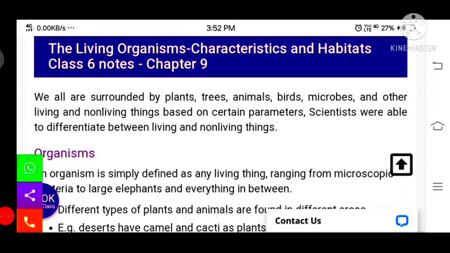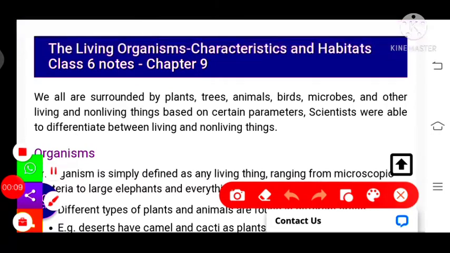Hello guys, myself Vipin Kumar and today we do 6th chapter of class 9 science, which is the living organism characteristics and habits.